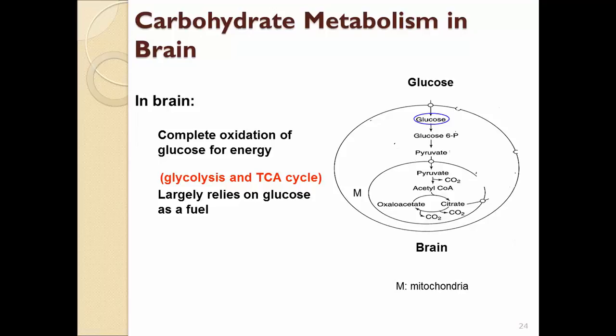And it's also very important to know that brain cells heavily rely on glucose for their energy. So glucose is a major energy source for brain cells, right? And again, the glucose is usually completely oxidized. The glycolytic activity is also relatively low in the brain. Once it's converted to pyruvate, pyruvate will enter the mitochondria for complete oxidation.